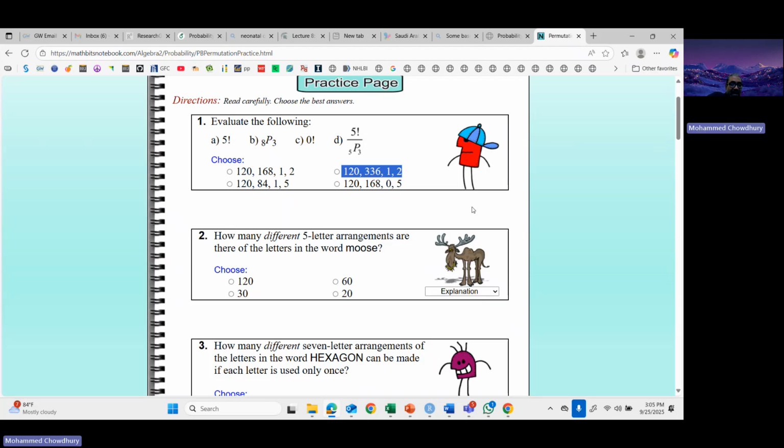How many different 5-letter arrangements are there of the letters in the word moose? 5 permute 5, right? Which is factorial 5. And factorial 5 equal to 120, right?